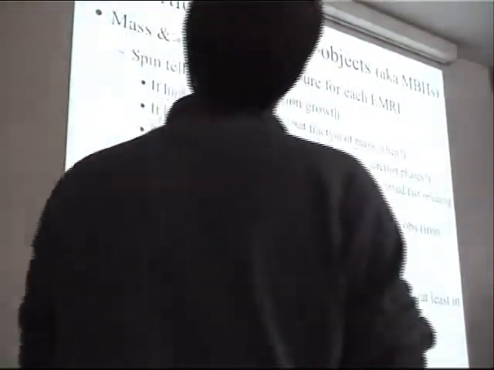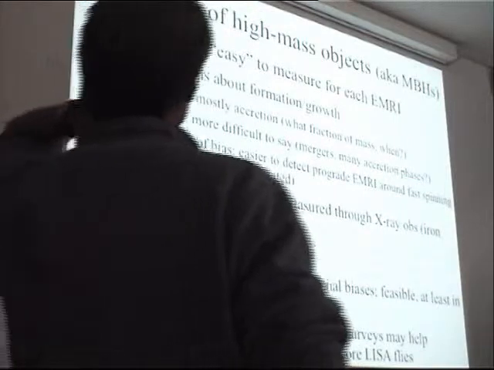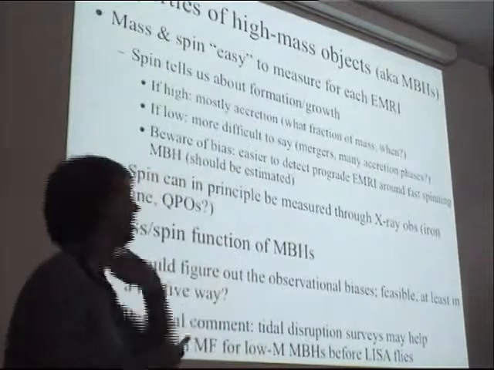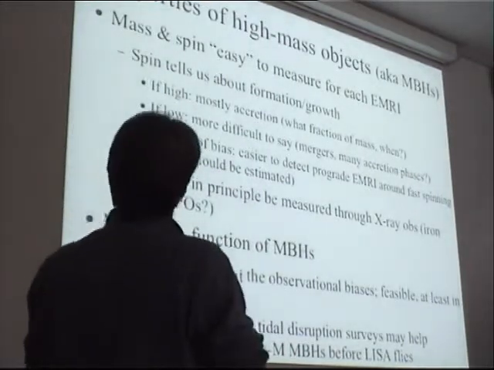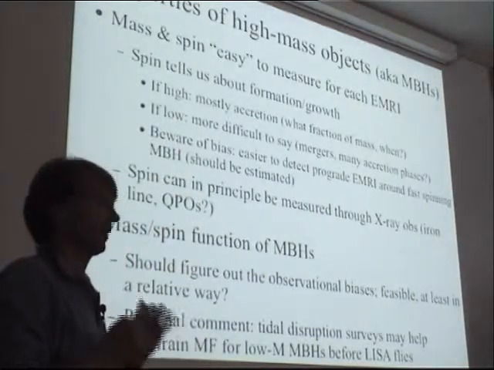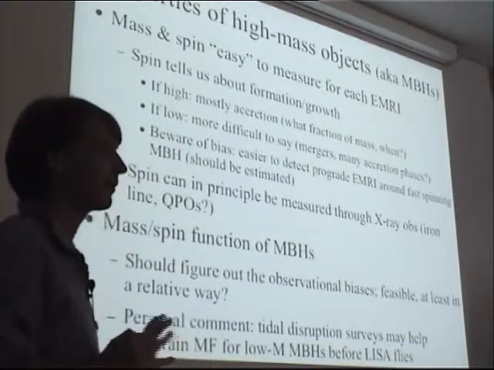As for the properties of the massive, high-mass objects, again, mass and spin are, in principle, easy to measure for each EMRI. The spin will tell us about the formation and growth mode of the black hole. What I'd like to know, I'm sure it has been done already, well, we know that if the spin is high, we can conclude that accretion has been very important.